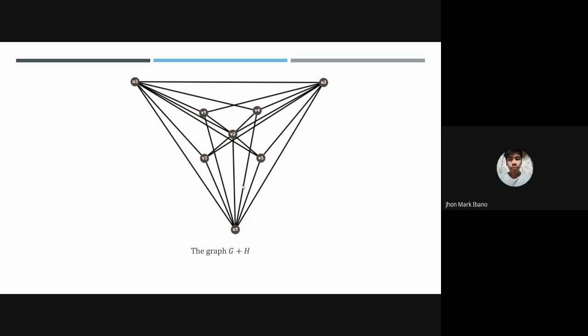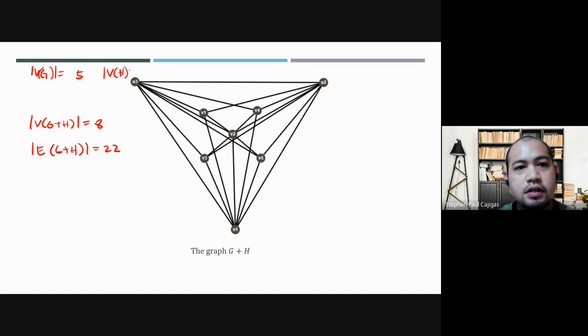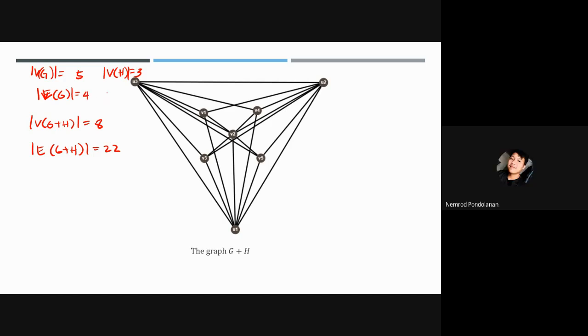22, sir. 22. So let's write it here. On vertices, we have 8, and the edges is equal to 22. So isurat lang nga di, of course, ang vertex of G kay pirad to 5. Tapos of H, may nakita tulo. Tapos this should be edge. Pirad to yun, upat. Tulo lang, sir.